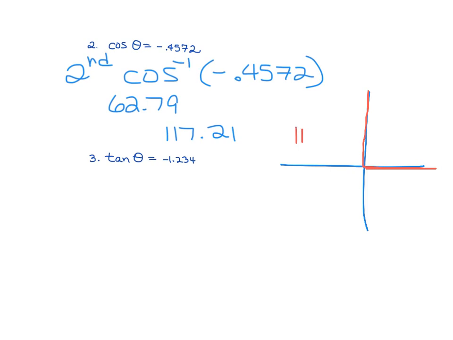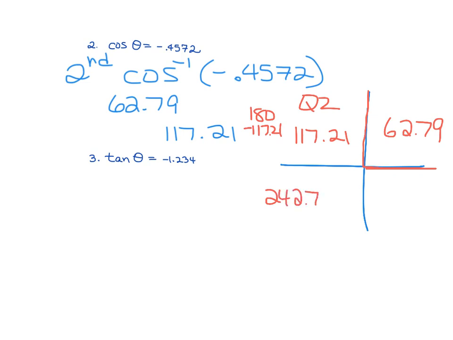So because 117.21 is here, to figure out what my original reference angle was, I do 180 minus that, and I find out it's 62.79. And then from there, I can take the 62.79, add it to 180, and also subtract it from 360. Now, I really don't need to do the 360 because I don't need that quadrant. I'll show you that in a minute. But when I subtract it, it's 297.21.